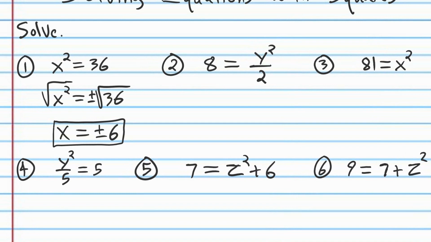We want to isolate the square. Now in the previous problem, the square was already isolated, but in this problem it's not because we have a 2 there. We got to get rid of that 2.